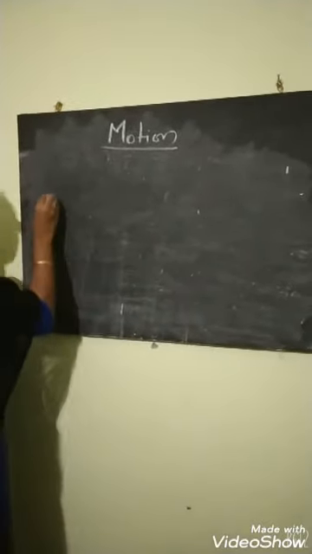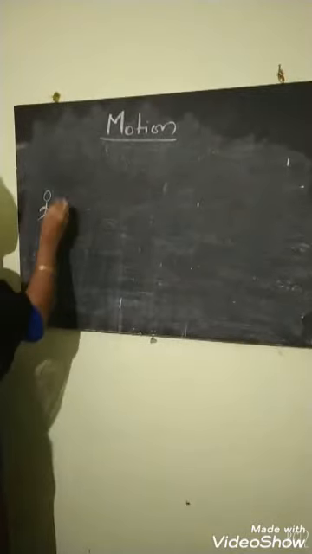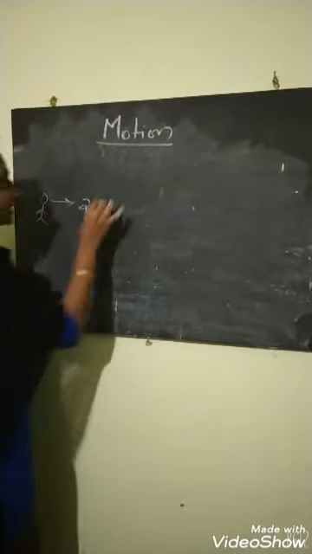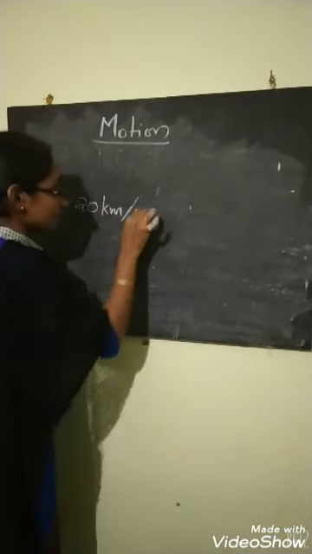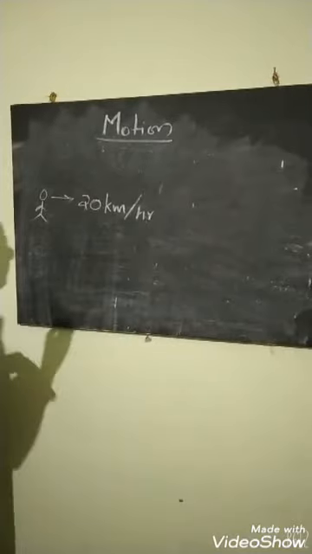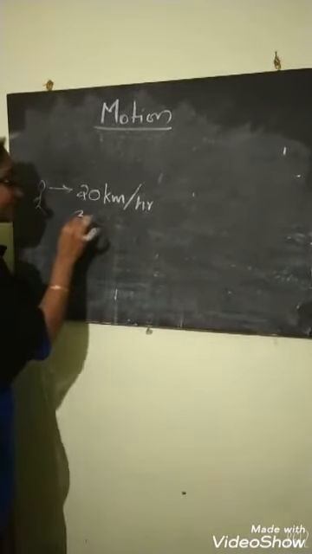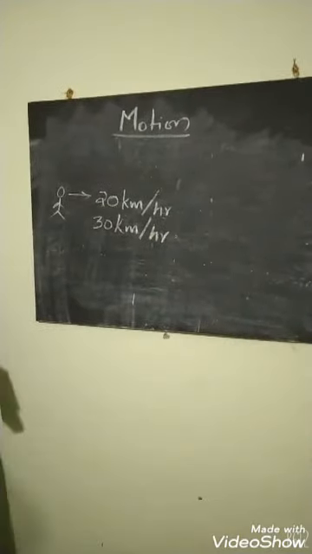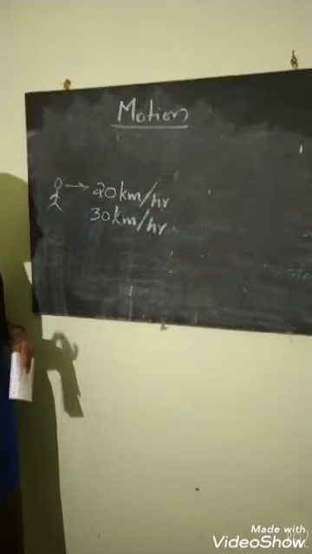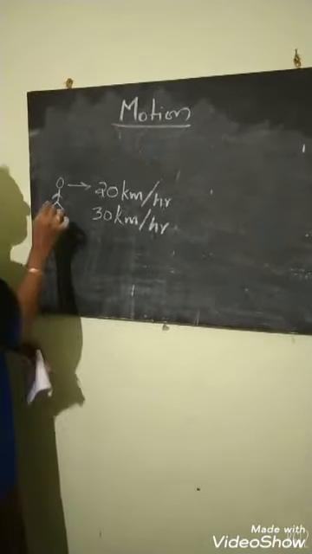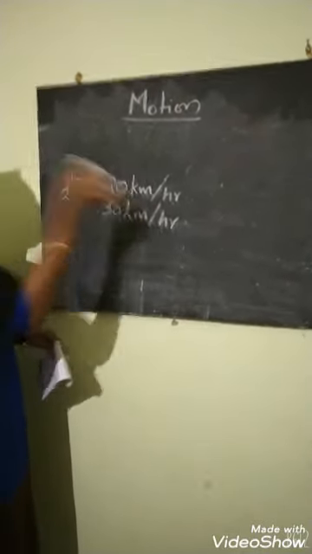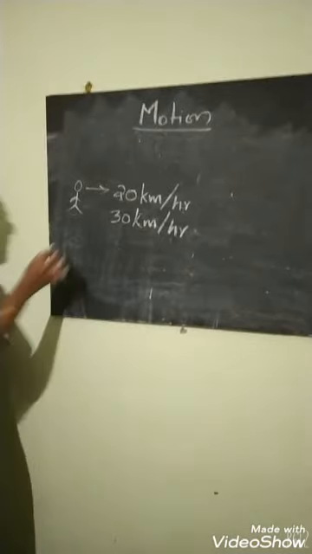The second question was: a person goes somewhere. First his speed was 20 kilometer per hour and then his return speed was 30 kilometer per hour. This is the first one, this is the second one. Now the question was to find the average speed of this person. He traveled the same distance in both cases.